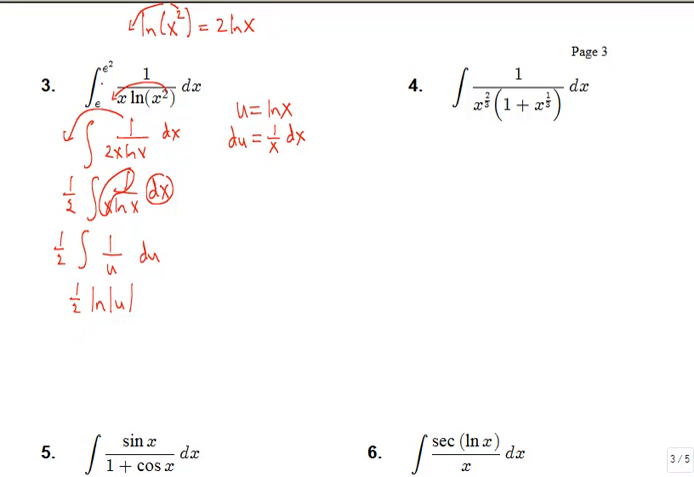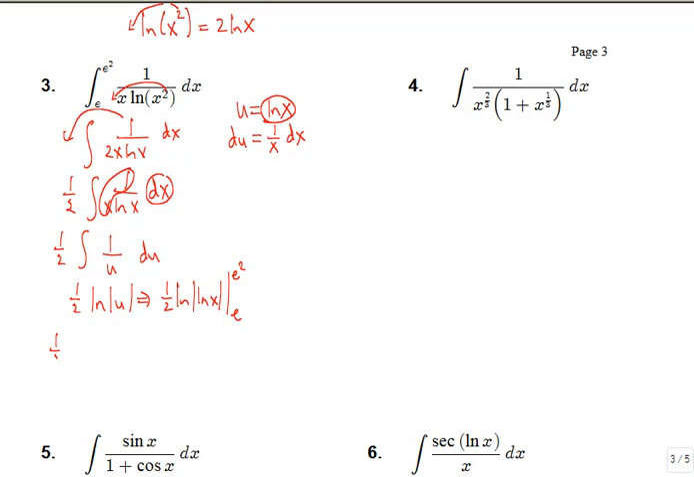Now this does have bounds, but these are x bounds, not u bounds. So I wouldn't want to plug in my e and my e squared at this point. I need to substitute back in terms of x first. So let's do that. This u, remember, is ln of x. So this is going to become the ln of x. And now I can use my two bounds.